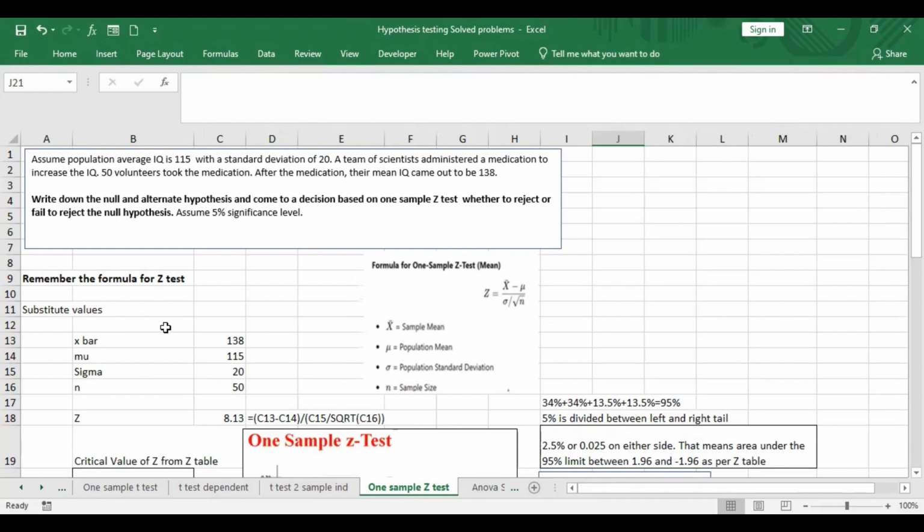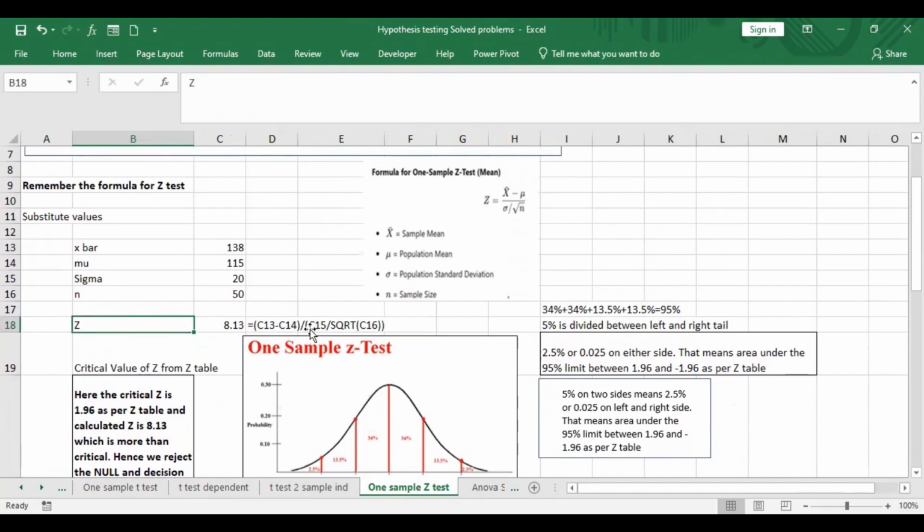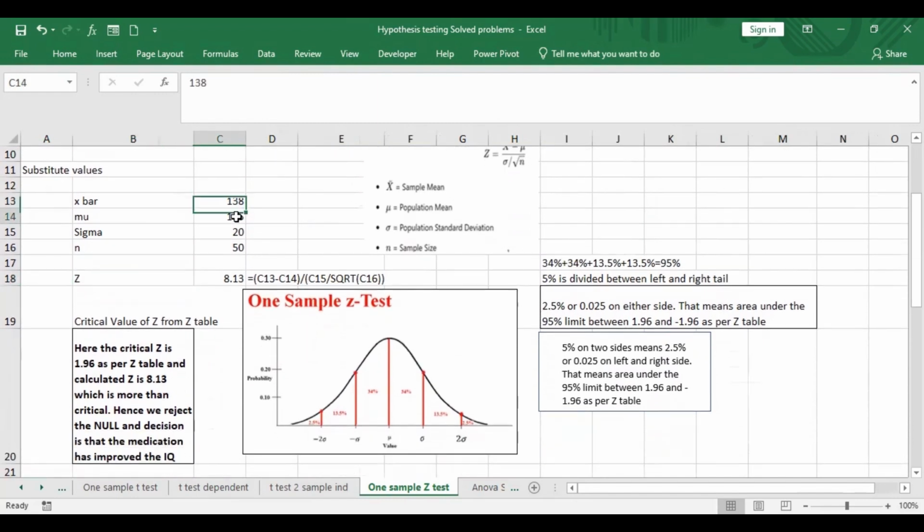With this, we can calculate the Z score, which is given by the formula x bar minus mu. X bar minus mu is 138 minus 115. That is given here: E13 minus E14, divided by, again bracket open, C15, that is 20, the standard deviation of the population, divided by square root of n, which is 50. That is at 15. Bracket close, and that comes to 8.13.